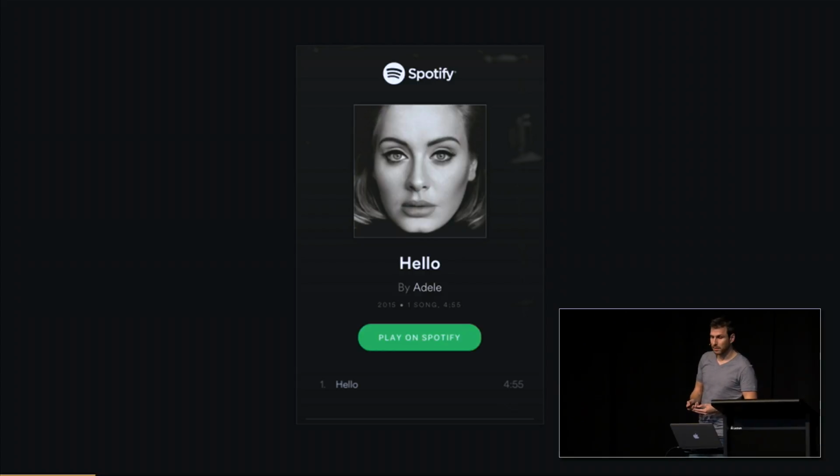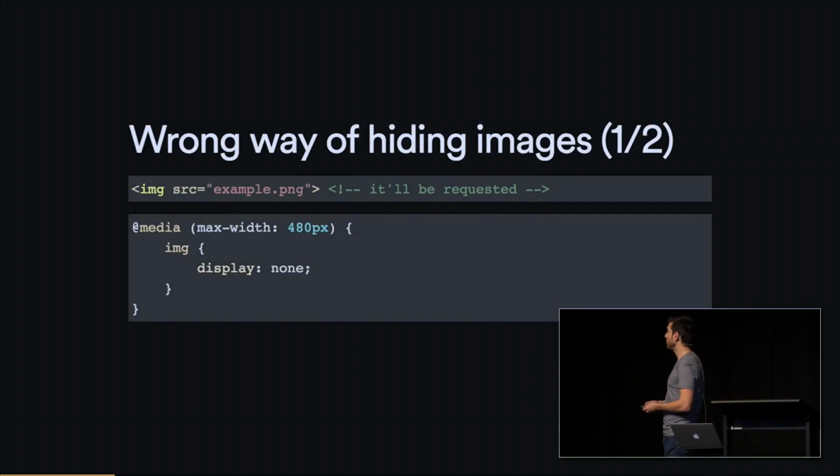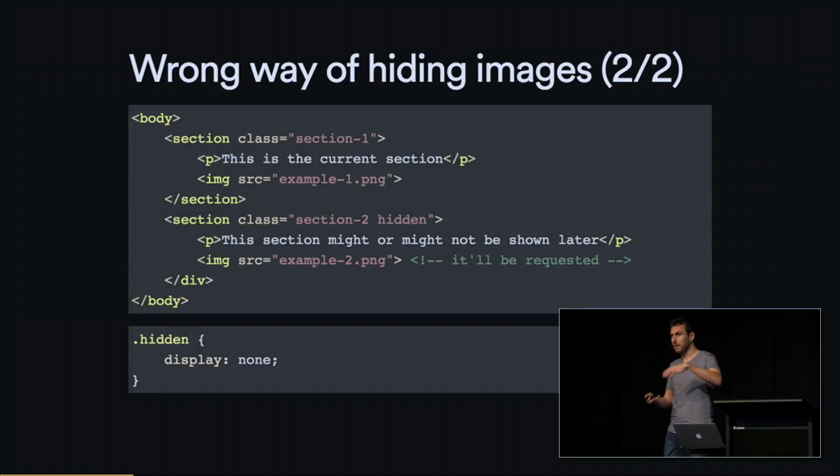We can replace it with a gradient or a solid color instead. And someone might think that we can hide it just using a media query and setting the display none. And that will hide it, but the browser will still make the request. So you are fixing it only in one side, which is not showing it. But the browser will see the image tag, and it will send the request, regardless of what you say in your CSS.